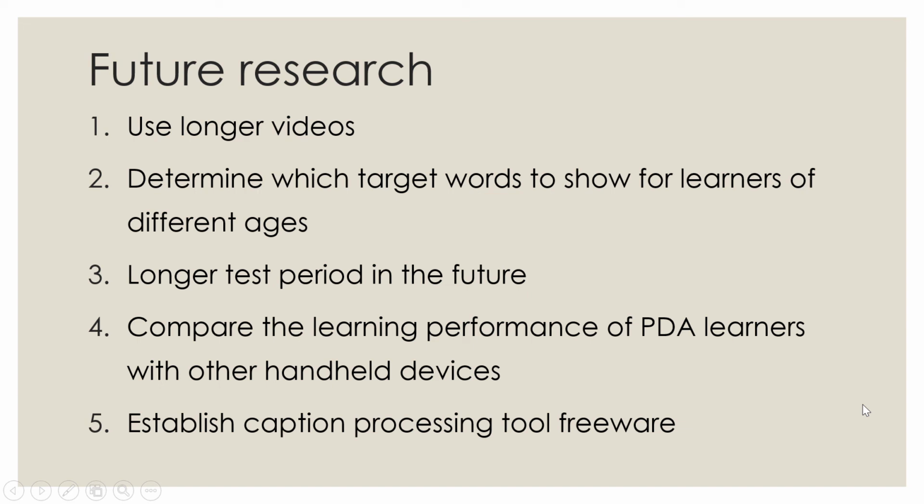The first one is to use longer videos, and the second one is to determine which target groups we want the learners to learn. And the third one is a longer test period. This only lasts for a month, so we can do maybe half a year or something like that. And the fourth one is to compare the learning performance of PDA learners with other handheld devices. Maybe this may refer to smartphones or tablets. And the final one is that they want to establish caption processing tool freeware, so more students have access to the caption tool.